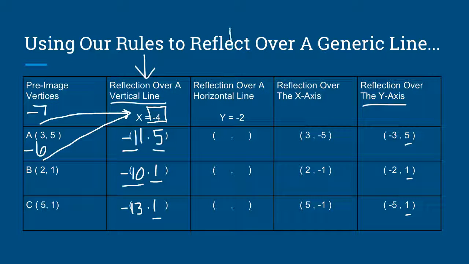All right, reflection over a horizontal line. Let's get this filled in. So this one, A triple prime, ended up at 3, negative 9. B triple prime ended up at 2, negative 5. And C triple prime ended up at 5, negative 5.